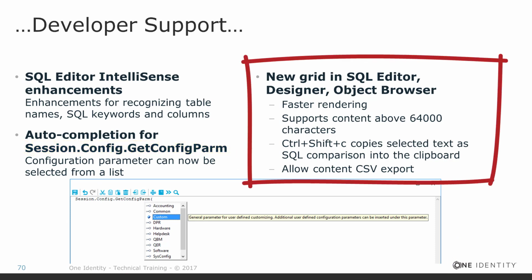Last but not least, a new grid was implemented in Designer and object browsers, especially for forms where the content gets built out of SQL. The whole thing renders much faster than before, and it allows to show more than 64,000 characters, which was a limit of the old world. Additionally to that, it allows to copy as well the SQL comparison into a clipboard and CSV export.